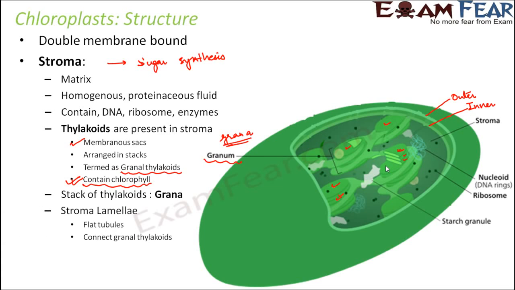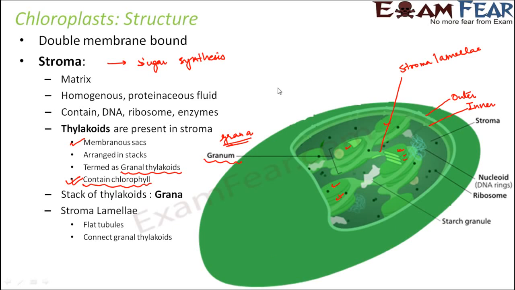There is another structure called stroma lamellae. So what is stroma lamellae? These are flat tubule-like structures which connect the granum thylakoids. So here you can see this is one stack. This is another stack. So this is one grana, this is another grana, this is another grana. Now they are connected to each other by tube-like structures called stroma lamellae. They are joined together by this structure. So this structure is known as stroma lamellae.